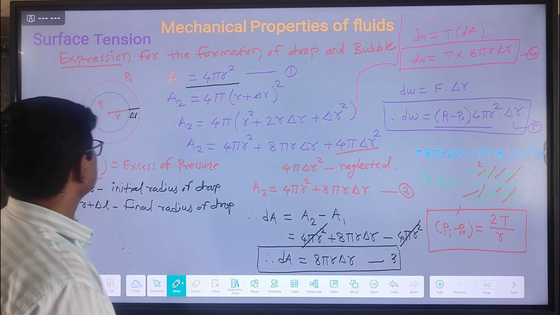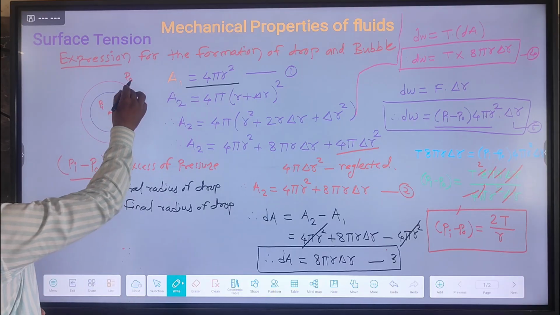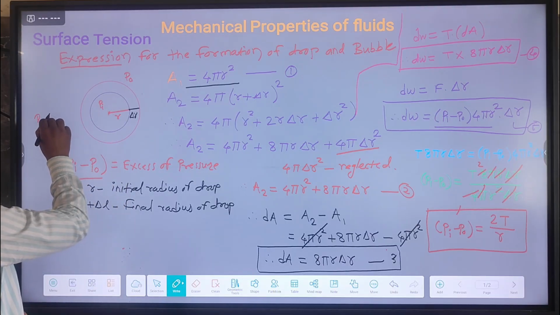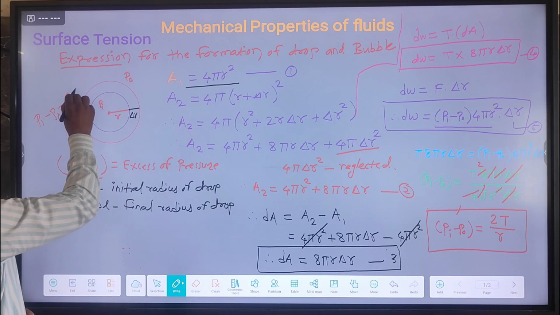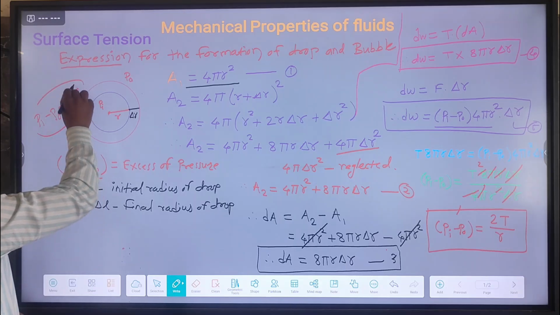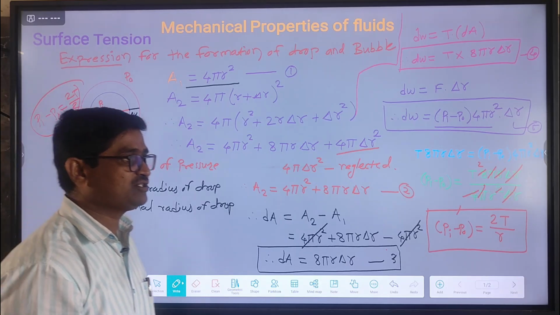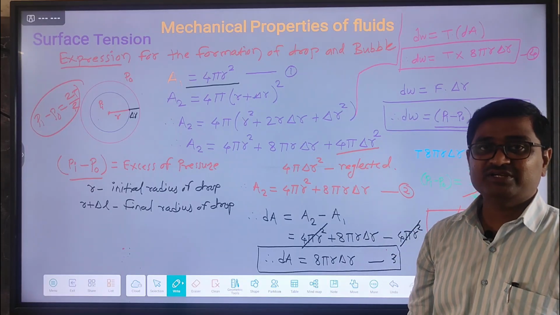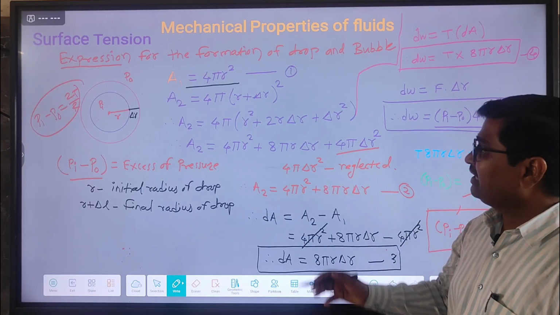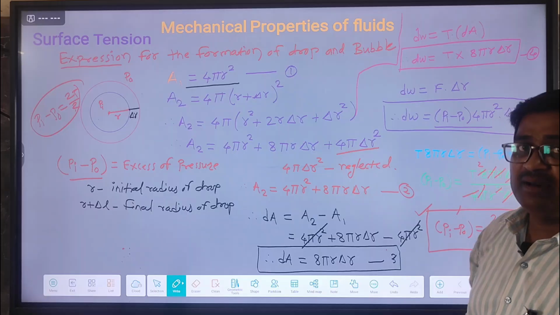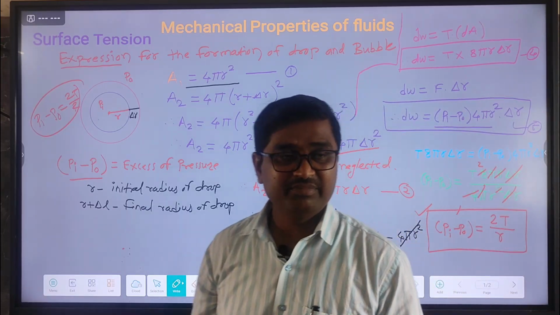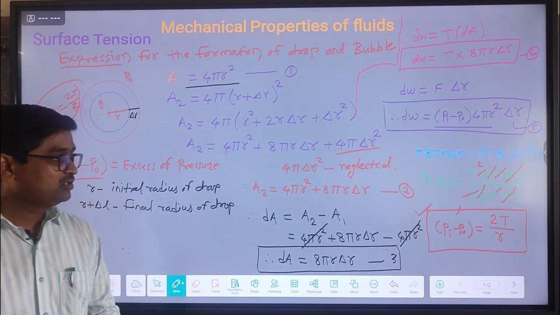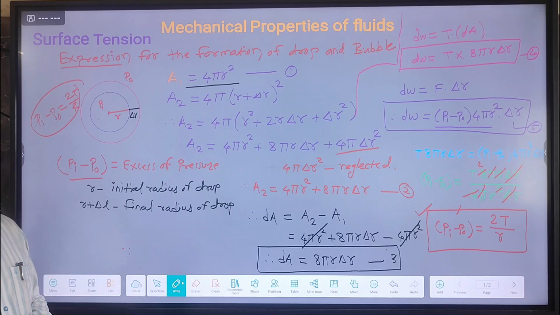When the drop is produced, the pressure difference between inside and outside, Pi minus Po, is equal to 2T upon R. This is the condition, and it is very important: the expression for the formation of a drop. You get it clear? And this equation is also called Laplace's law of a spherical membrane. You get it clear? After that we discuss the bubble.